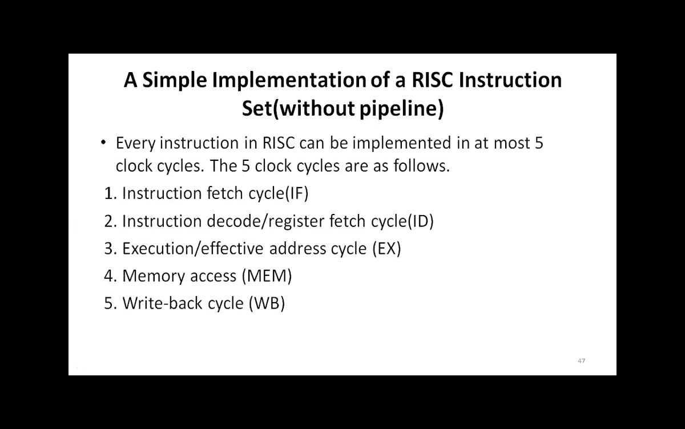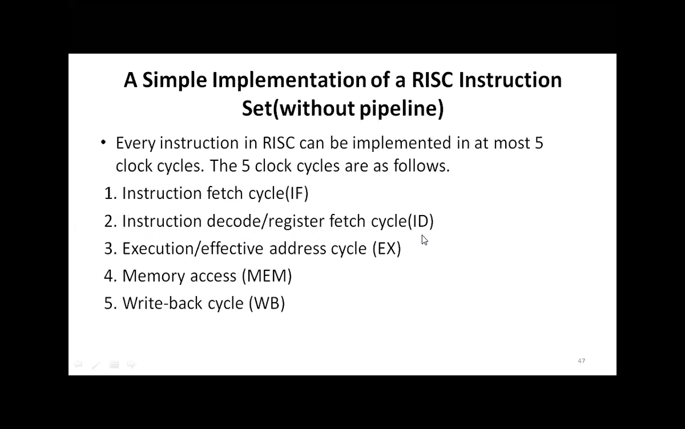The operand may be present in a register, or it may be present in memory. If the operand is present in a register, then it can be read in this stage, the register fetch cycle. So in the second stage, two things are done. First, instruction decode is done. Second, register fetch is done. Register fetch means the operand is read in this stage. In short, we call this stage ID.